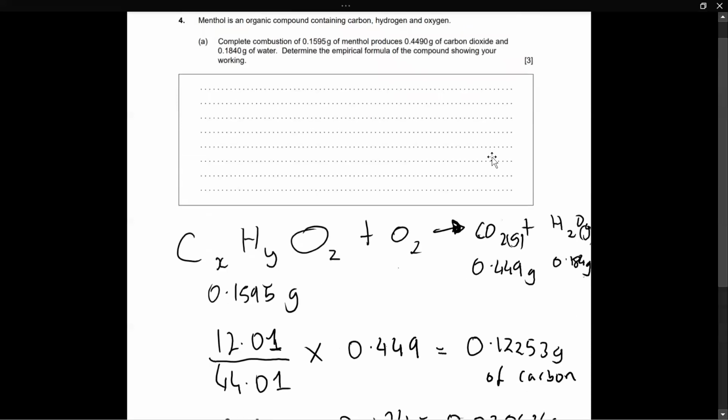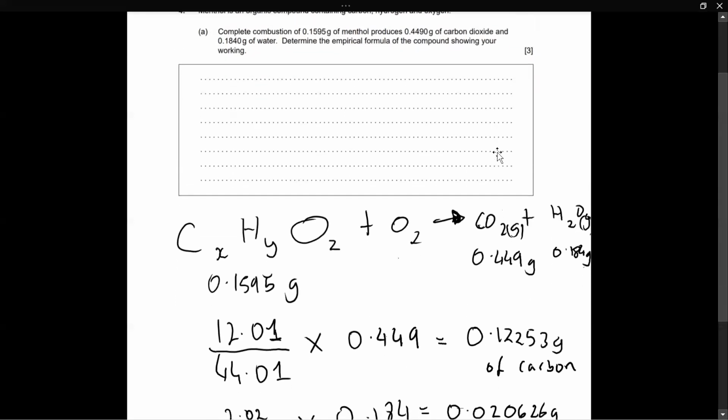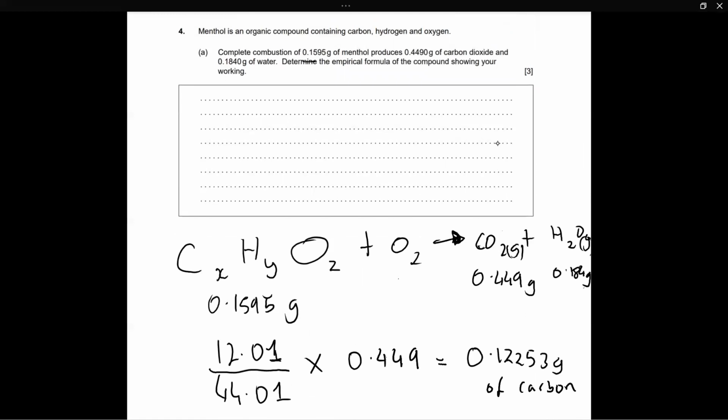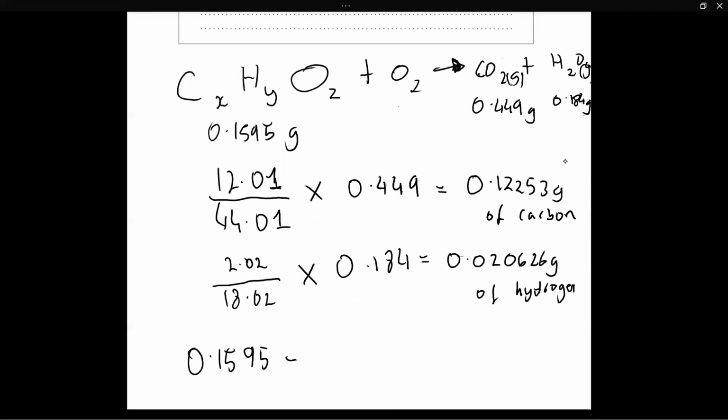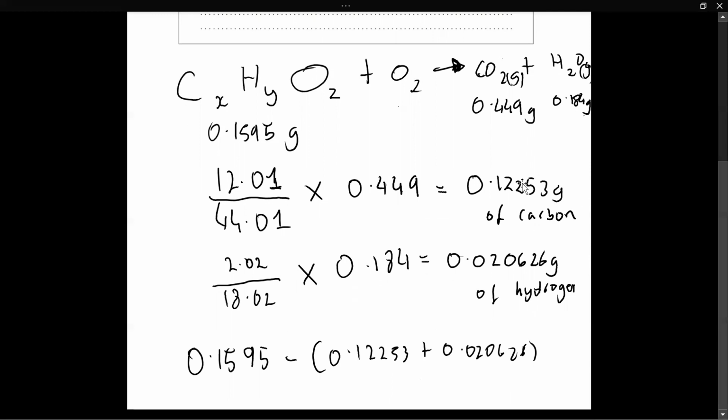Now, how do we find out the mass of oxygen? Well, it's extremely simple because they have given us the overall mass of menthol that is being burned. So we just need to subtract from the overall mass of menthol, which is 0.1595, the sum of 0.12253 plus 0.020626. And whatever is left over is the remainder of the mass of menthol, and that is the mass of oxygen, because that's the only mass that we haven't calculated yet, and that's the only thing that is left over.